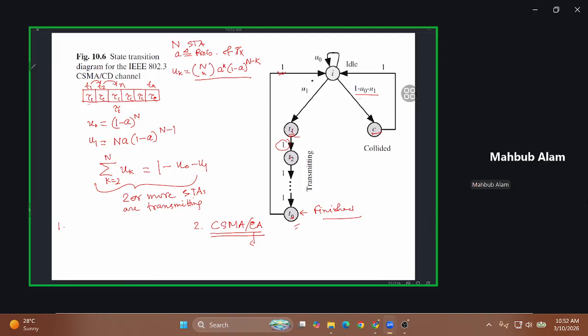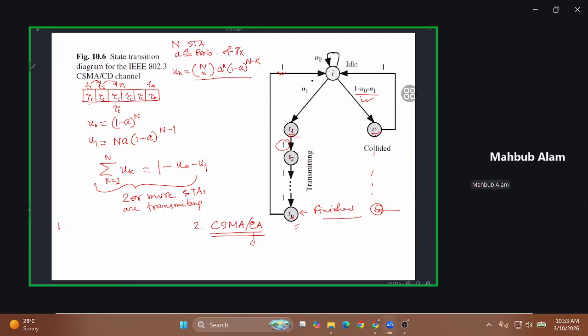So in that case, when a station starts the transmission, even though a collision occurs, it cannot detect it in case of wireless network, whereas it can detect in case of wired network. Since it cannot detect, it keeps transmitting. And we have up to Tn. After Tn, the station goes back to idle state. So we will see it later.